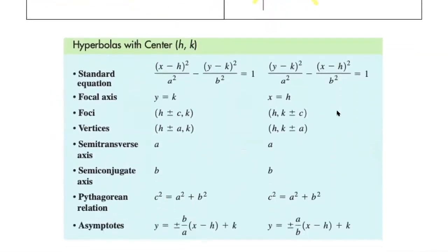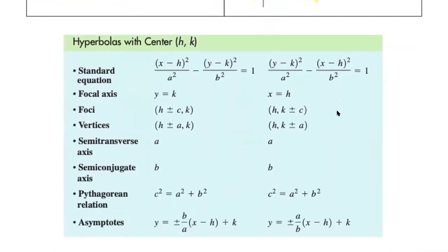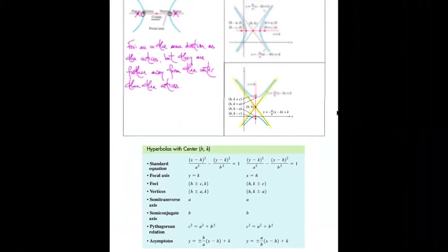If you are a numbers and equation kind of person, then maybe something like this is more useful to have on your reference sheet. But ideally, you know how to go between the equations and the pictures. That's really where we want our focus to be. Can you connect the equation to the picture and the picture to the equation? Okay.